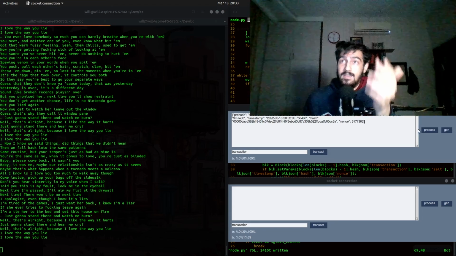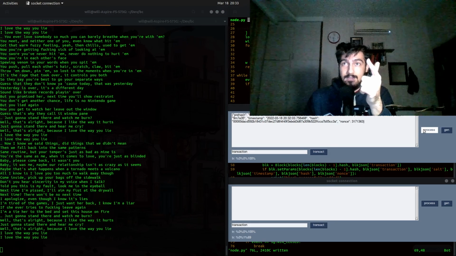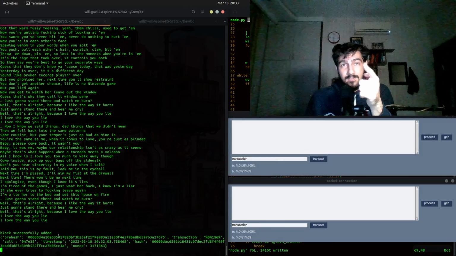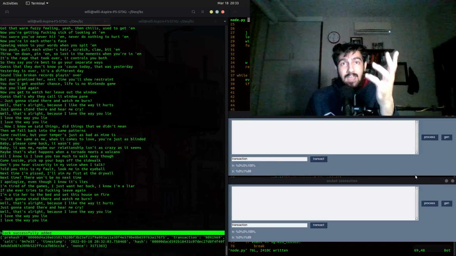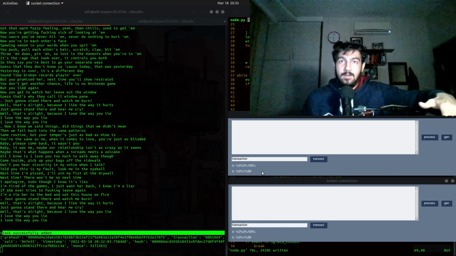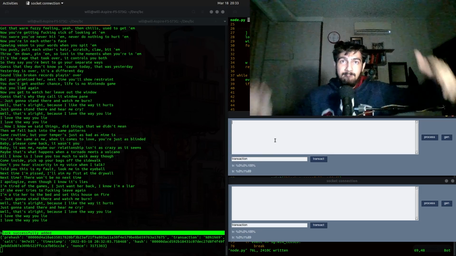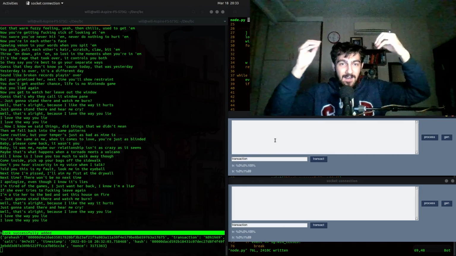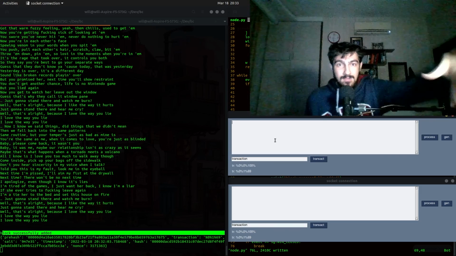But if it is correct and you hit process, it detects that it's correct, and it adds the block at the end of the blockchain, so they both match. That is magical. That is how you can identify if a node is lying or not.